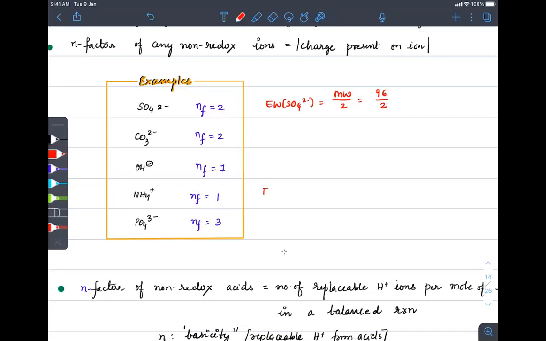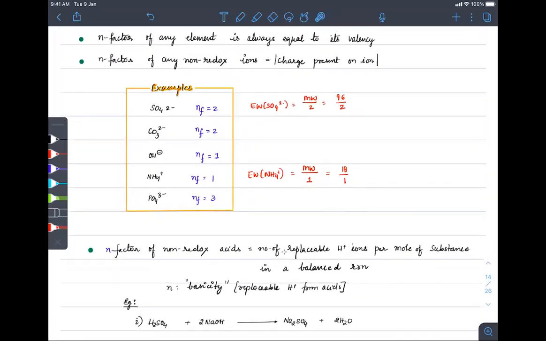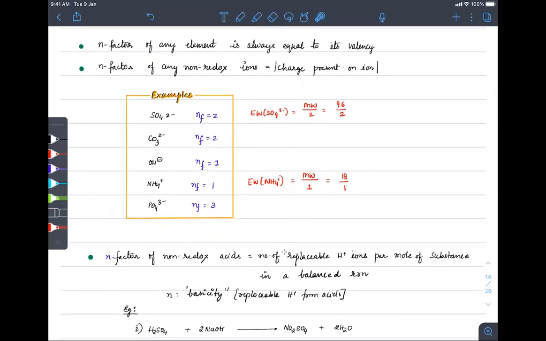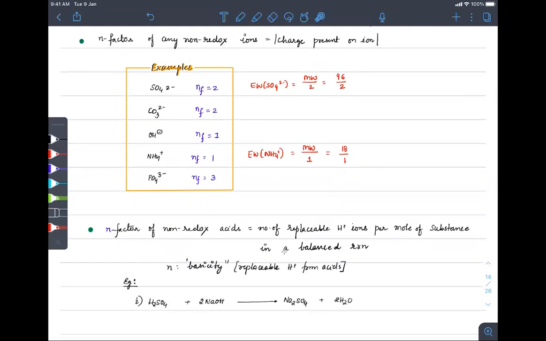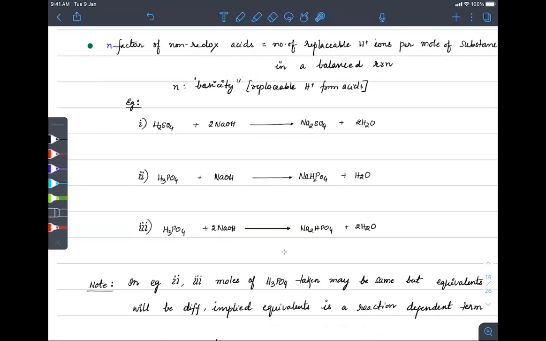Similarly, if I ask you what is the equivalent weight of ammonium, we'll say this is the overall molecular weight divided by 1. So in this case, it is NH4 plus, which means 18 by 1. This way, you can calculate the equivalent weight of a salt ion, any ion which is given to you. I guess this point is clear to everybody. That is for a simple ion.